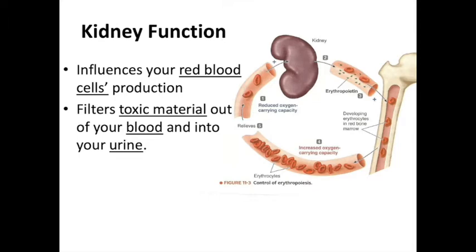This erythropoietin is a hormone that will tell your bone marrow to start producing more red cells. And so red cell production actually starts with the kidneys. And as I've been saying, your kidney's job is to filter out toxic material, poisonous stuff that your body doesn't want, and gets rid of it.